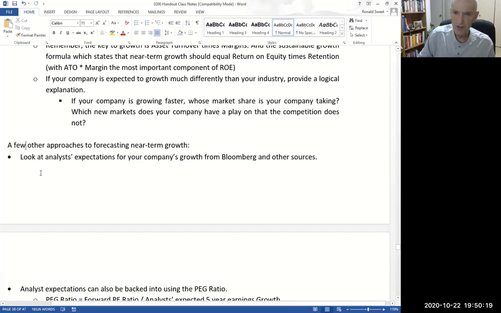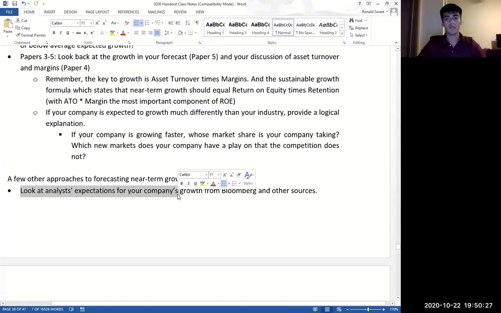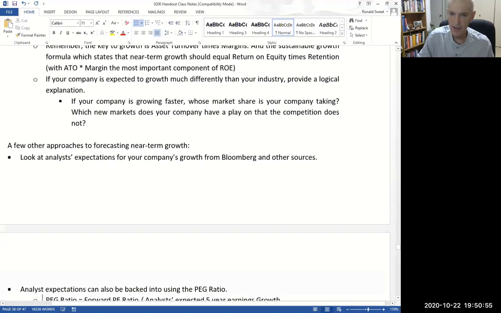A few other things you can do. This one's going to be tough without access to Bloomberg, but if you can get to the Bloomberg in the library, you just type EE for your company. That's earnings estimates, and Bloomberg will give you revenue and earnings per share estimates for your company. We talked about that some when we were talking about paper 5. So this really relates more to paper 5, but you want to bring that same thought process in here. What are analysts saying? What do they think?